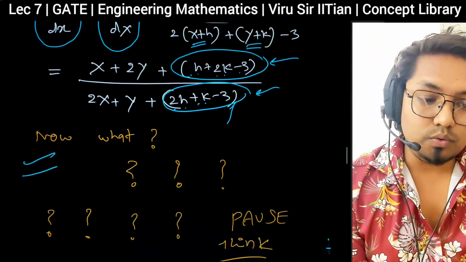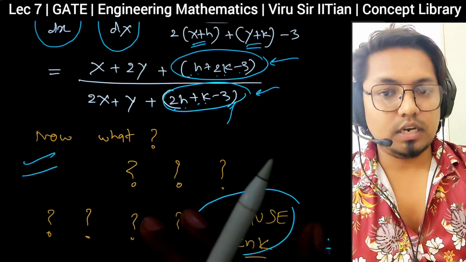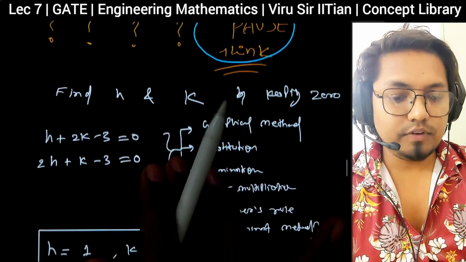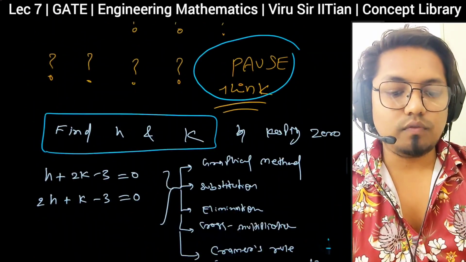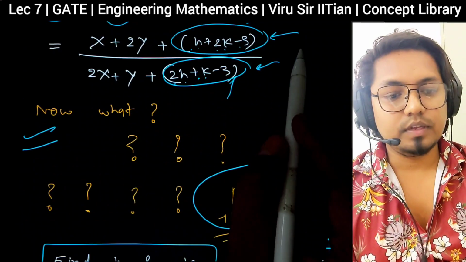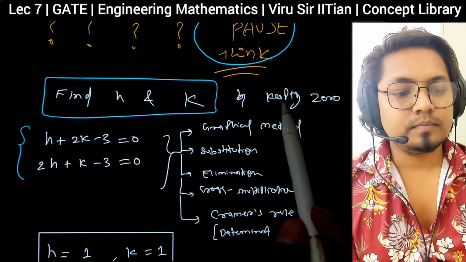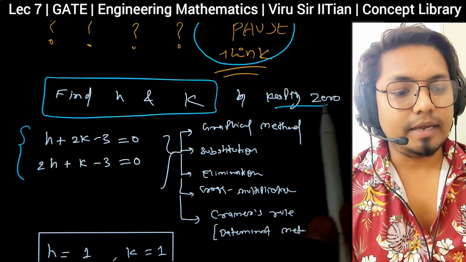Think what to do. Pause and think. You understood? Okay, now see the solution. We have to find h and k. To find h and k, you have to write the equations and put them equal to 0. Which equations? These ones, you write again and put to 0, and then you find h and k.